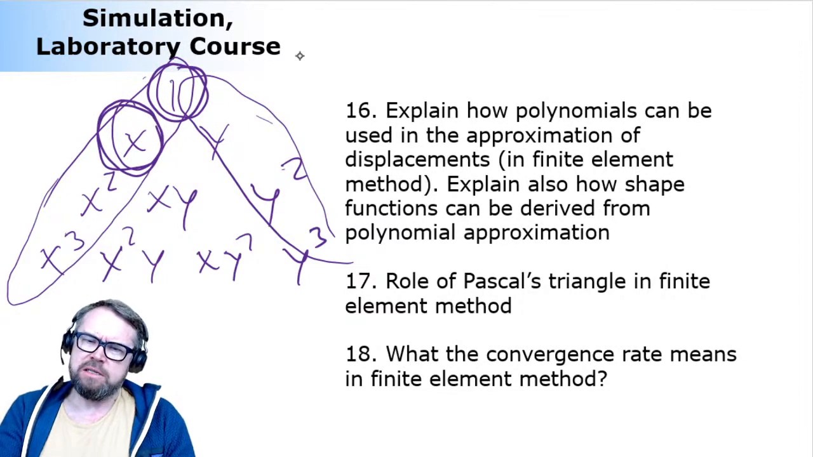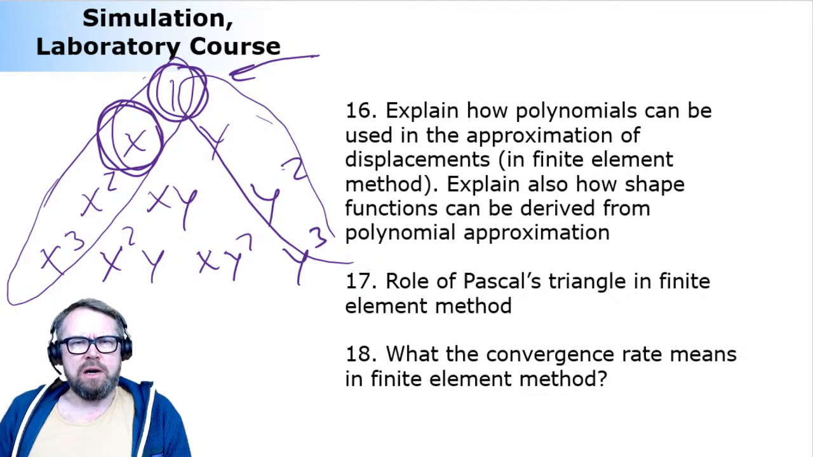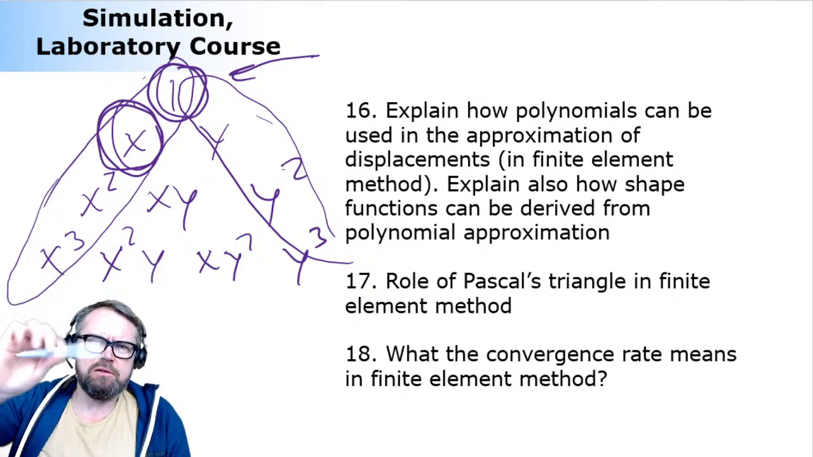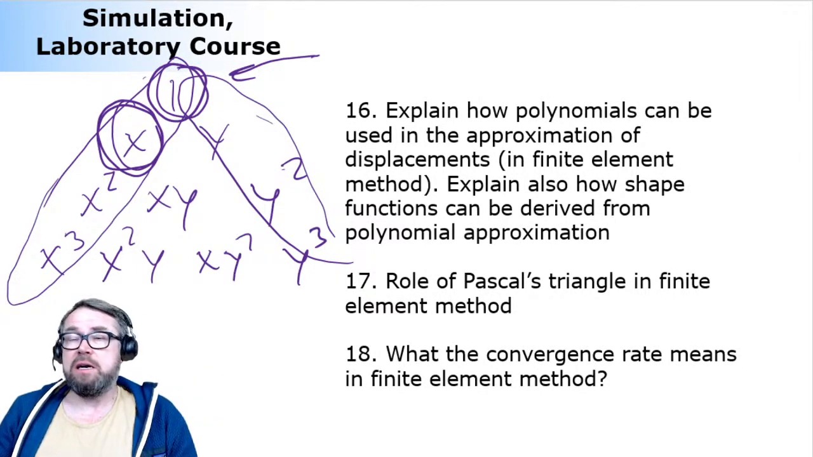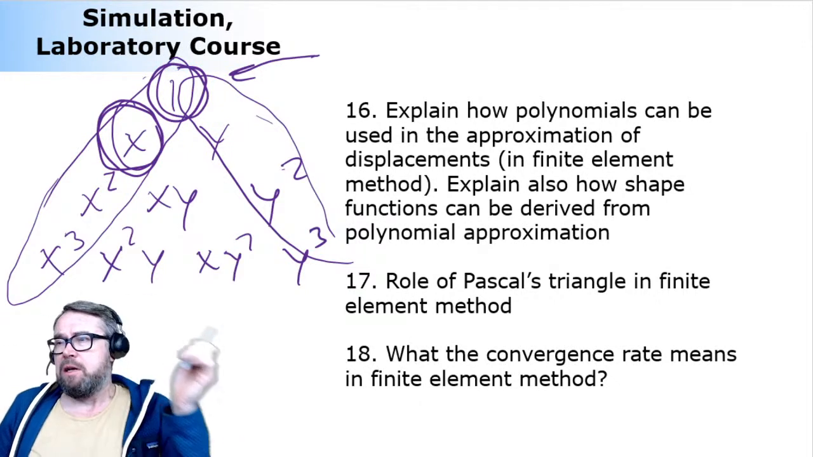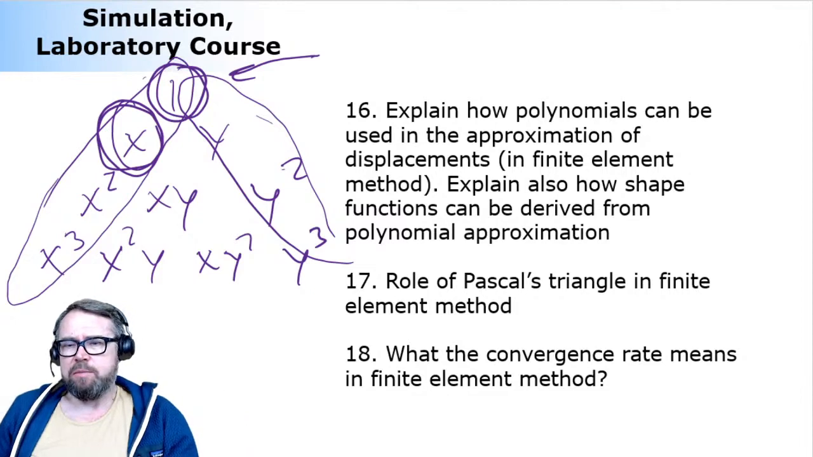Because if you're missing this component here, then your element is unable to describe a rigid body motion, meaning that if you're placing your elements in different locations in your space, it may introduce strains, which is, of course, unnatural. Your element should be placeable in any orientation, any location, without introducing any strain. And that can be guaranteed by selecting the first component.